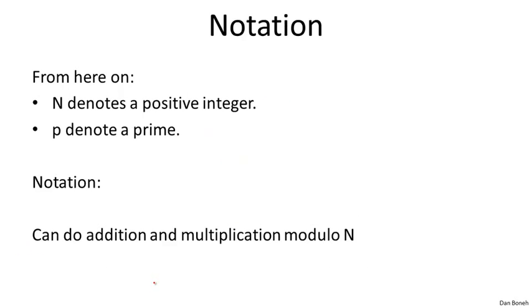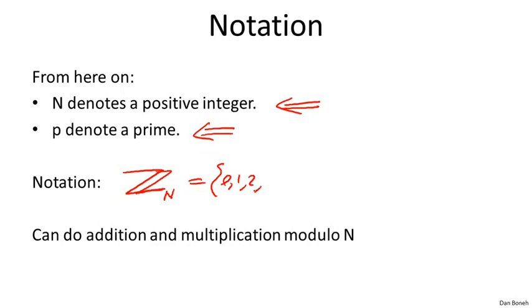So from here on I'm going to use the following notation. I'm going to use capital N to always denote a positive integer, and lowercase p to always denote a positive prime number. Now I'd like to introduce the following notation. There's this funny Z that's written like two diagonal lines here with a subscript n. I'm going to use that to denote the set 0, 1, 2, up to n minus 1. This is actually very common notation that's used in crypto, and so I'll stick to that here. So again, Z sub n denotes the set of integers 0, 1, up to n minus 1.